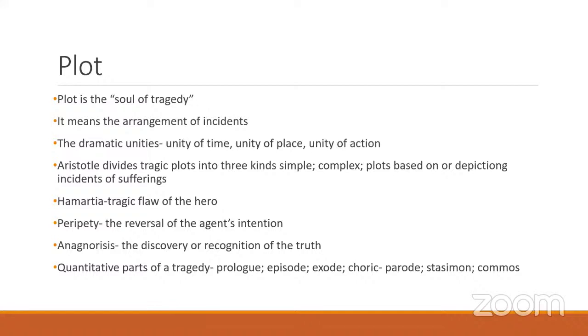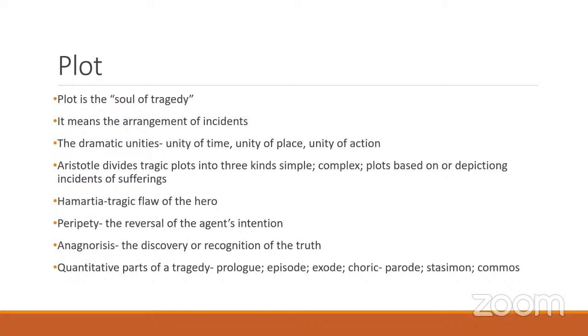According to Aristotle, there are certain quantitative parts. According to him, there are 6 quantitative parts of a tragedy based on the plot. First is prologue. Then we have episode and then exode. So prologue is the beginning part, just an introduction part. And then we have episode. In the episode part, the actual action takes place. The entire story of the tragedy takes place in the episode.